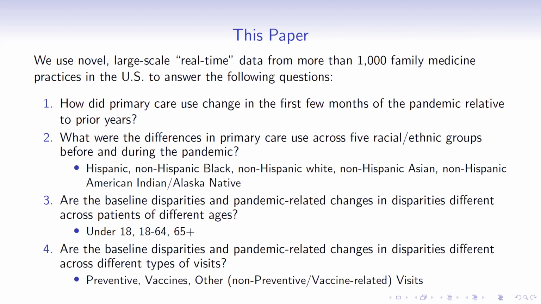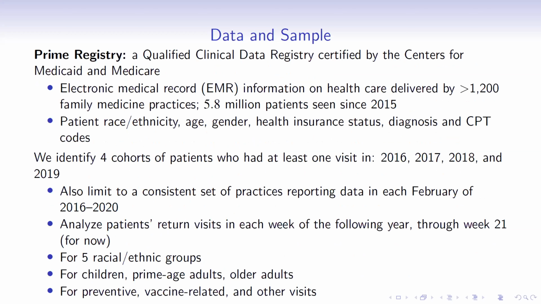And then lastly, are these baseline disparities as well as the pandemic-related changes in disparities different across different types of visits? For now, we're going to specifically look at visits that are coded as preventive, visits that have any vaccine associated with them, which could also be coded as preventive or are just for the vaccine, and then all other, i.e. non-preventive and non-vaccine-related visits. So our data is the PRIME registry. This is a qualified clinical data registry certified by the Centers for Medicare and Medicaid.